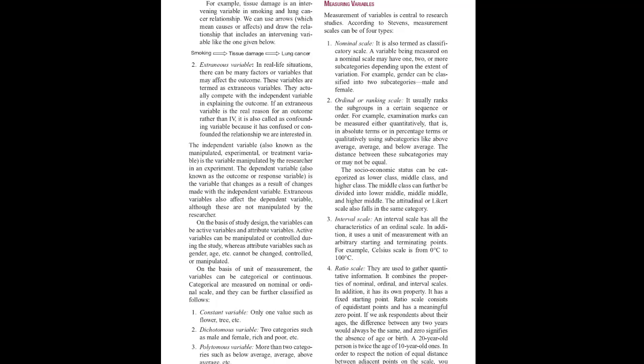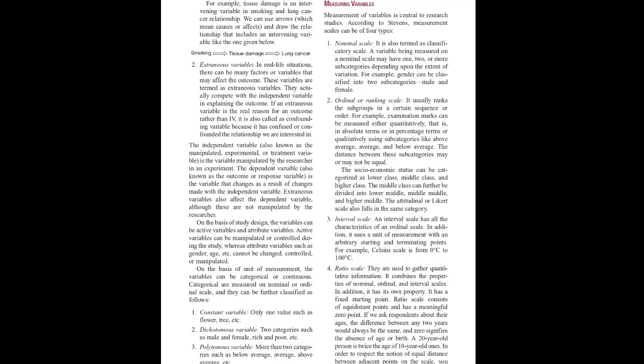Measuring variables. Measurement of variables is central to research studies. According to Stevens, measurement scales can be of four types. 1. Nominal scale. It is also termed as classificatory scale. A variable being measured on a nominal scale is divided into two subcategories, male and female. 2. Ordinal or ranking scale. It usually ranks the subgroups in a certain sequence or order.